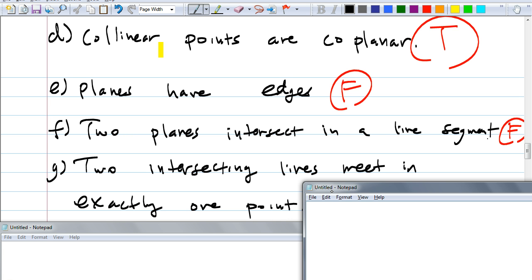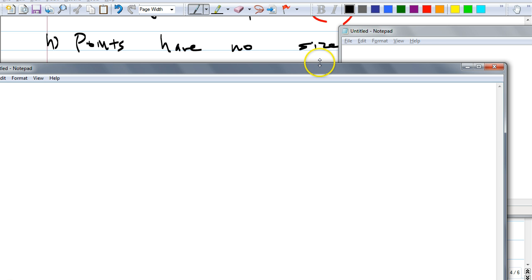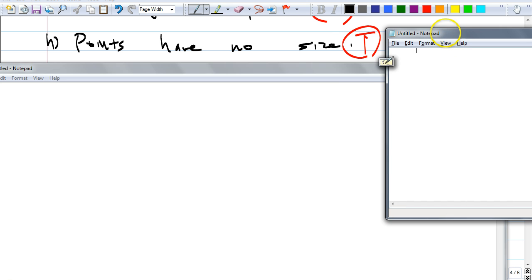True or false, class? Let me see. It is, of course, true. Correct? Okay. How about this one? Points have no size. This is sort of obvious. Does a point have size? No. If it did, how big is it? We can't tell. So this is true.